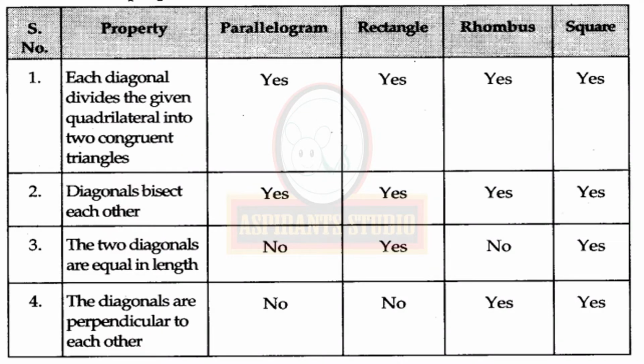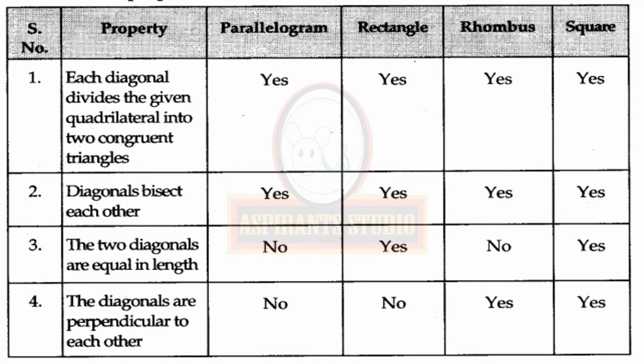Property: each diagonal divides the given quadrilateral into two congruent triangles. Diagonals bisect each other. The two diagonals are equal in length. The diagonals are perpendicular to each other.